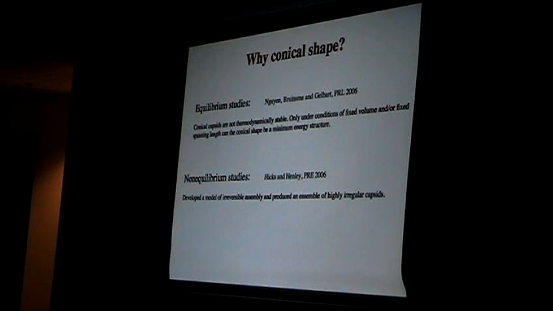They said they can become minimum energy structures only if we impose some constraint on the system. For example, if the area of the cone is fixed or the height of the cone is fixed, then the cone becomes a minimum energy structure. Hicks and Henley, also at Cornell, took the other end of the spectrum and looked at assembly far from equilibrium. I talk about this one a little more because it's related to what we did. They find highly irregular capsid forms in this far from equilibrium study.